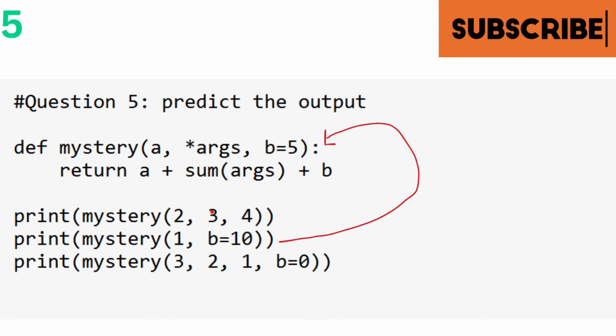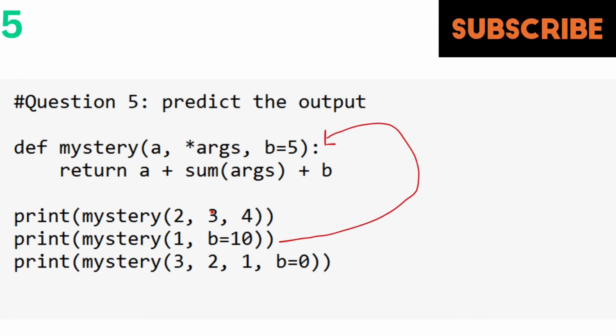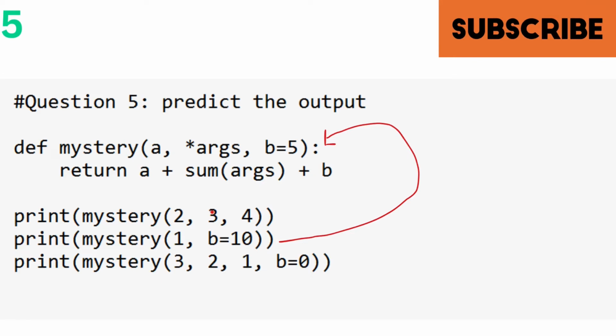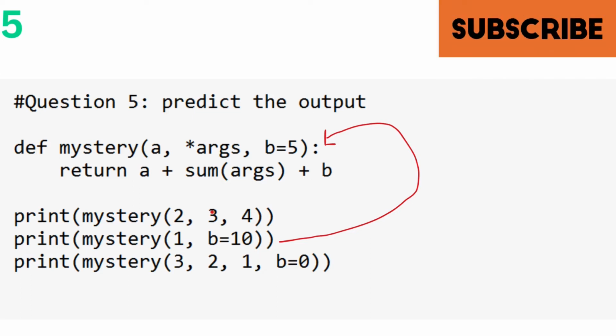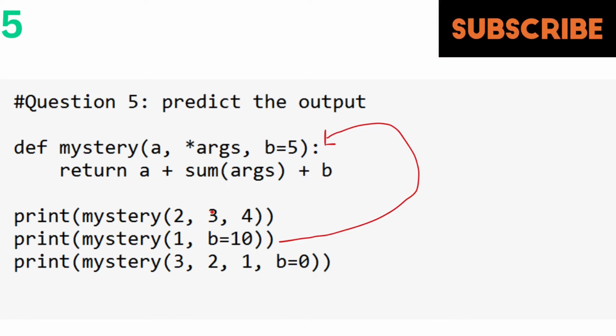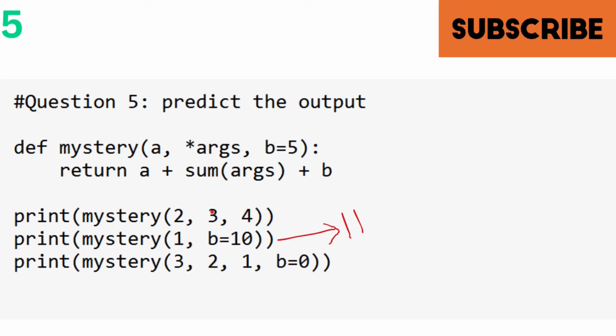So here in the second function call, we are sending 1 and b is equal to 10. So now how will the values be assigned? a is equal to 1 and now the b value will be 10 instead of 5. Okay. So what happens with arbitrary positional arguments? We are not sending any values. Does it produce any error? Do you think so? There is nothing for us to worry about, because args will be assigned an empty tuple as its value. So by performing the sum function on that empty tuple, the value will be 0. So what is our output here? 1 plus 0 plus 10. Yes, 11 will be our output.